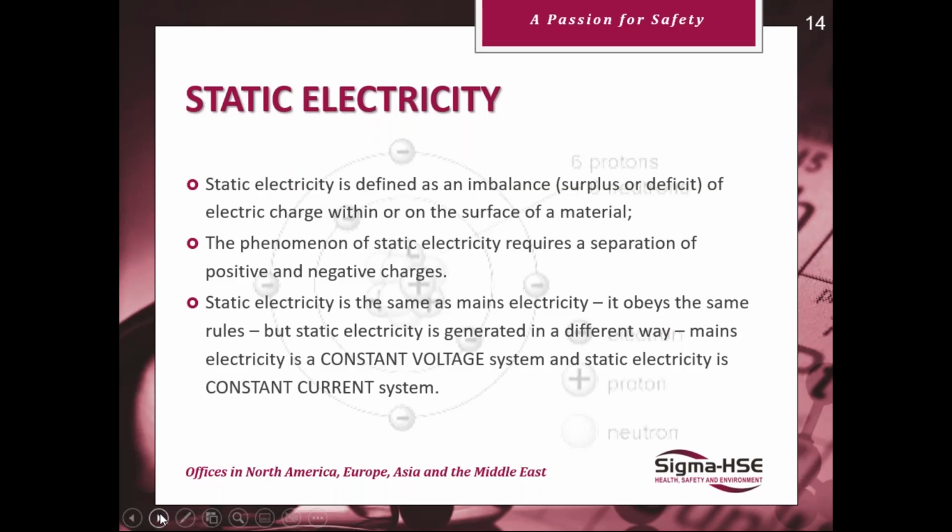Static electricity is the same as mains electricity. It obeys similar laws, but static electricity is generated in a different way. Mains electricity is a constant voltage system. As you know, in America it's 120 volts. In the UK it's 220, 240, as a lot of Europe is. But static electricity is a constant current system. So in a constant voltage system, the amperage changes. In a constant current system, the voltage can change.